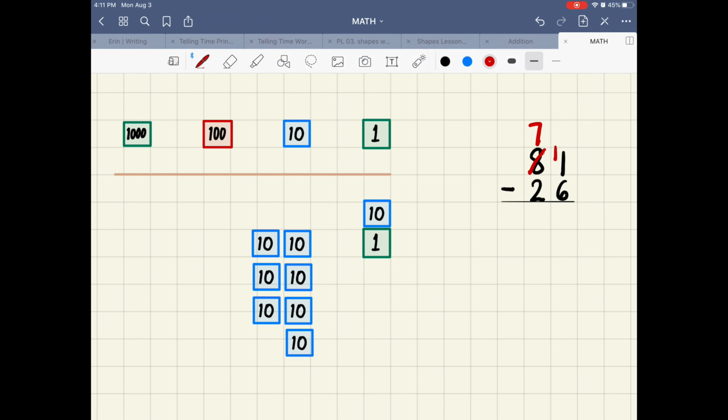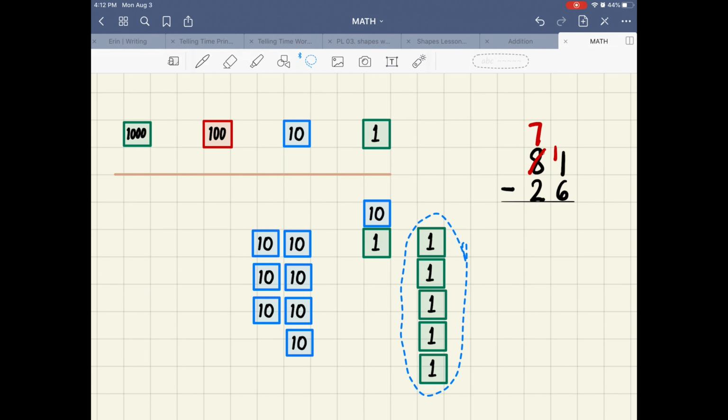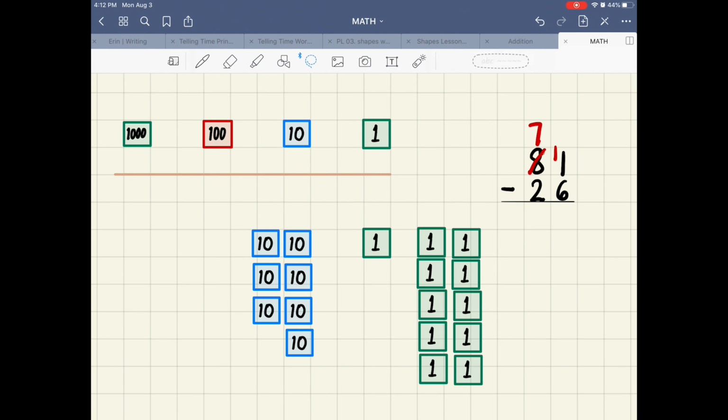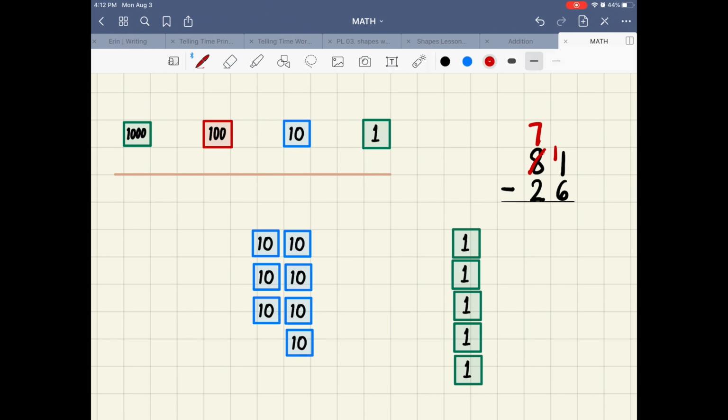Now, 11 take away 6, is that possible? Yes, it is. So, let's exchange this 10 for units. Okay, so let's get 10 units. One unit, two units, three units, four units, five units, and let's just double it to be fast. Okay, 10 units exchanged, so we can erase this now. 11 take away 6, let's remove 6. 1, 2, 3, 4, 5, 6. That leaves us with 5.